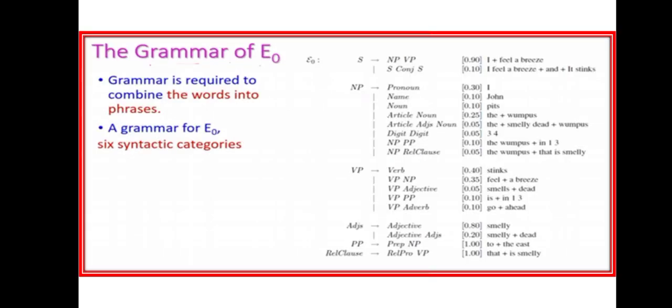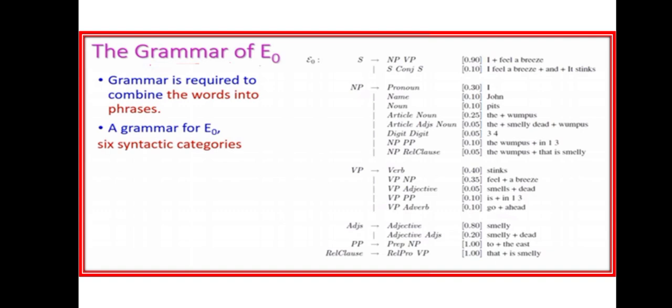Now with this, we are going to apply the same rules and create a sentence. So we have six syntactic categories, that is, the rules. One is S produces a noun phrase and a verb phrase, or the sentence may be produced as a sentence in conjunction with another sentence. If the sentence is formed with a noun phrase and verb phrase, the probability of occurrence will be 0.9. That is, I feel a breeze. I is a noun phrase, and the verb phrase is feel breeze. So if that sentence is formed like that combination, it will be 0.9. If a sentence is in conjunction with another sentence, then it will be 0.1. The probability of occurrence of that sentence is 0.1.